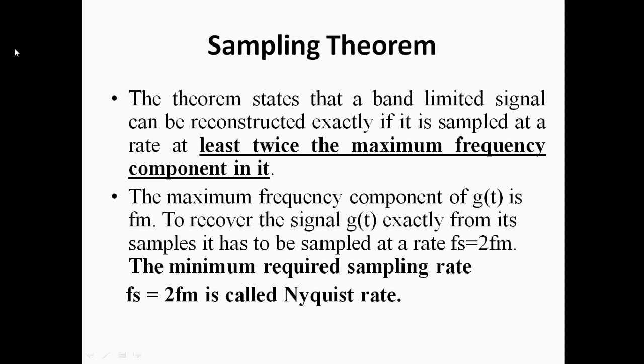So here let us represent the signal as g of t and the maximum frequency as fm. To recover the signal g of t exactly from its samples, it has to be sampled at a rate of twice fm. So the minimum required sampling rate is fs equal to 2fm, and this is called your Nyquist rate.